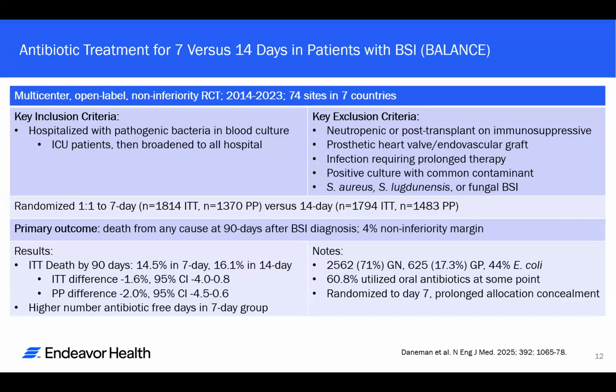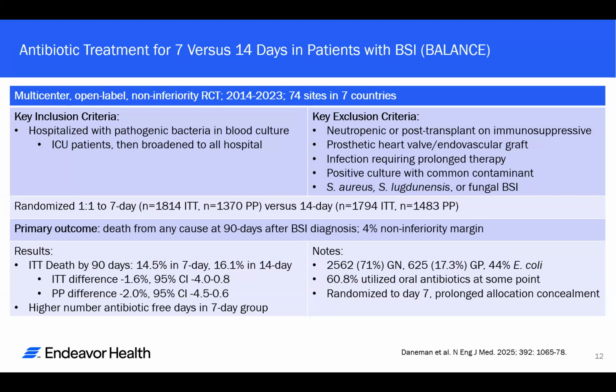mentorship for this. In terms of their exclusion criteria, they were a little bit more tight with immunosuppressive patients and only excluded those that were neutropenic or post-transplant. They did exclude prosthetic heart valve and endovascular graft patients because they included gram-positive bacteremia as well. And then similar to the other trials, infections requiring prolonged therapy, so endocarditis, bone and joint infections and that. And they did exclude any patients with common contaminants in their blood culture. And then key here, they also excluded Staph aureus and Staph lugdunensis, which we'll talk a little bit more about later. So randomized 1-to-1 in 7 versus 14 days.